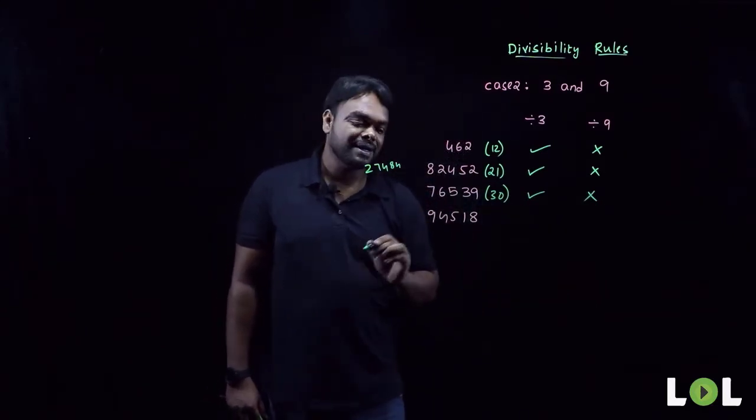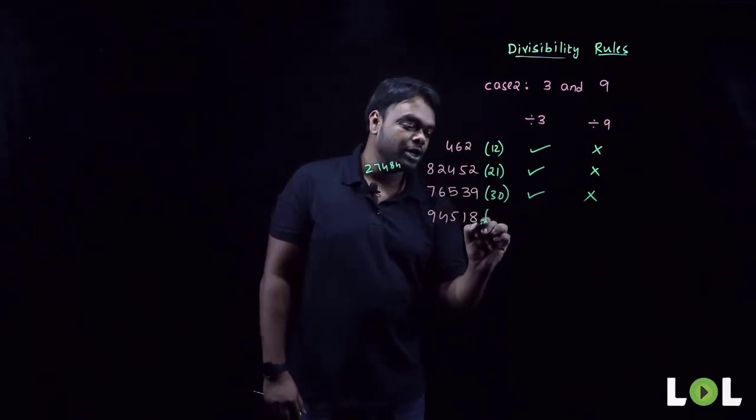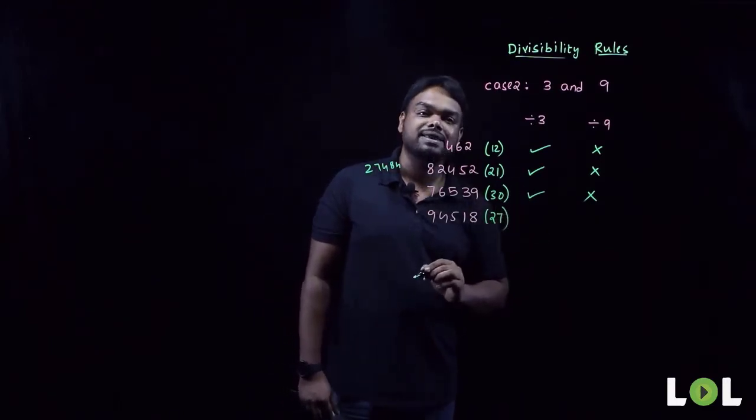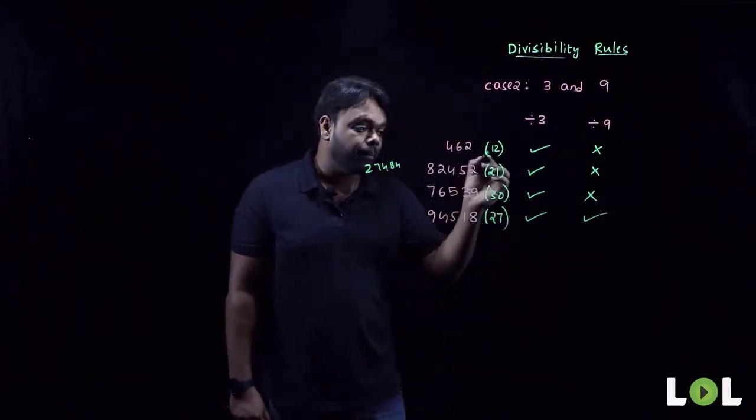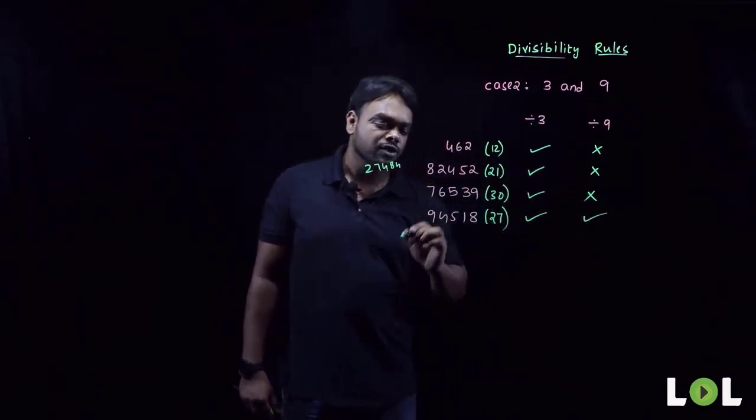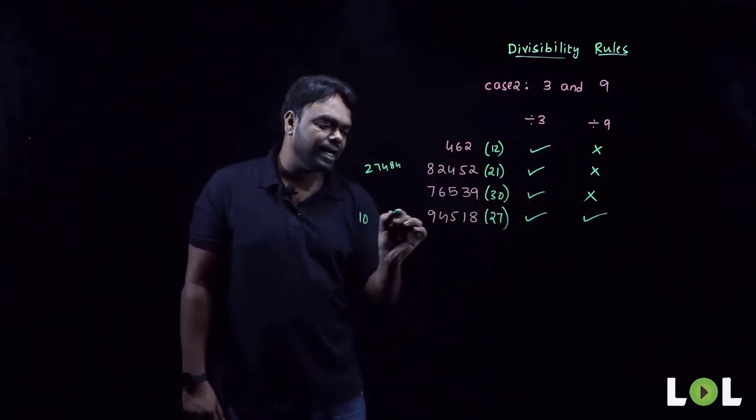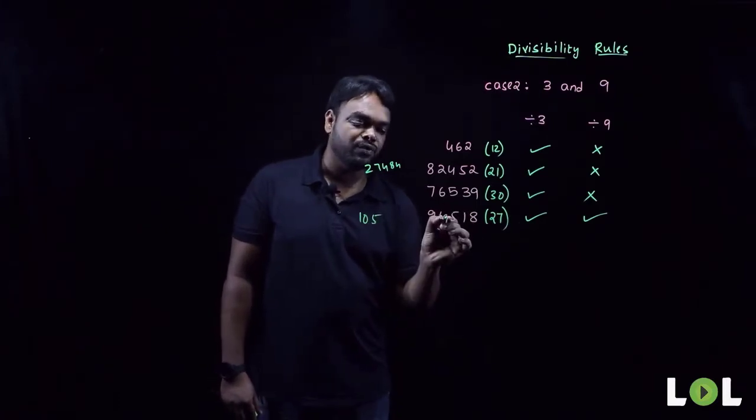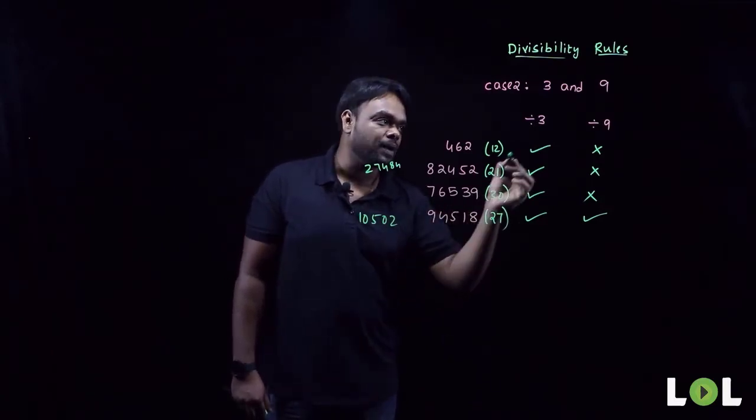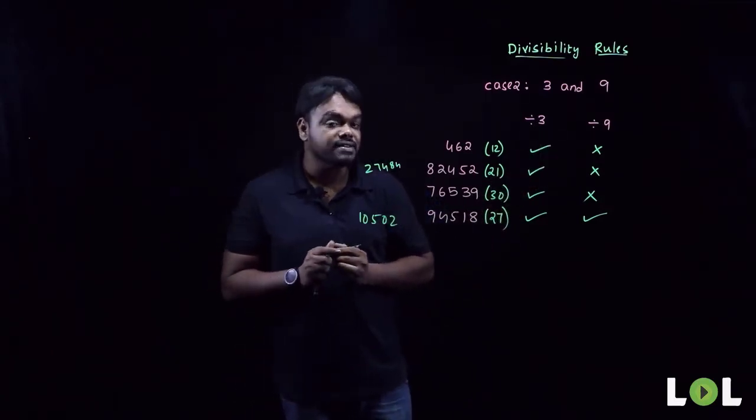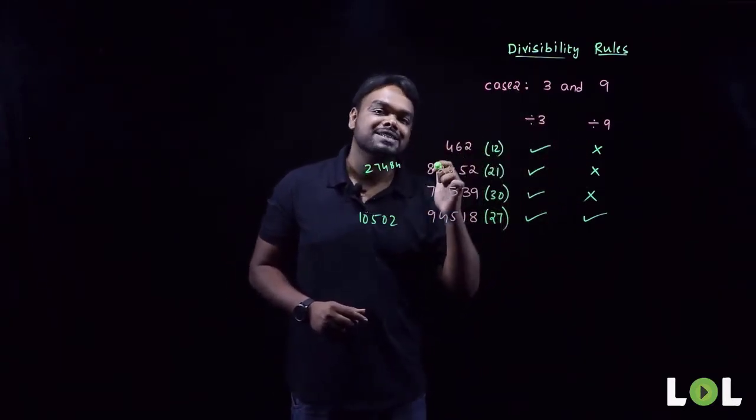Let us check the last number. 9 plus 4, 13, plus 5, 18, plus 1, 19, plus 8, 27. Is 27 divisible by 3? Yes. Is 27 divisible by 9? Yes. So this number is divisible by both 3 as well as 9. If you want to cross verify whether this is divisible by 9 or not, we can do that. 9 into 5 is 45, and I can put a 0 there, and 9 into 2, 18. See, this number is perfectly divisible by 9. So how the divisibility rule helps us is, it will tell us whether the given number is divisible by 9 or not. As simple as that.